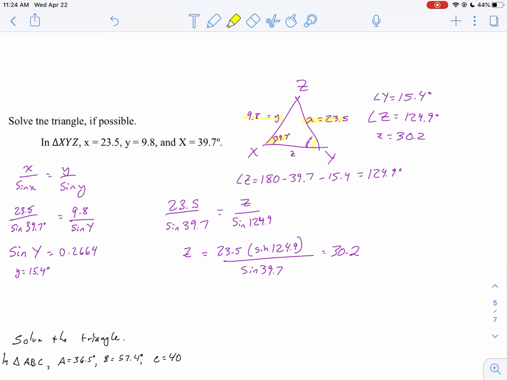And we have now solved the triangle. We have 3 angles, 3 sides, so we are set.